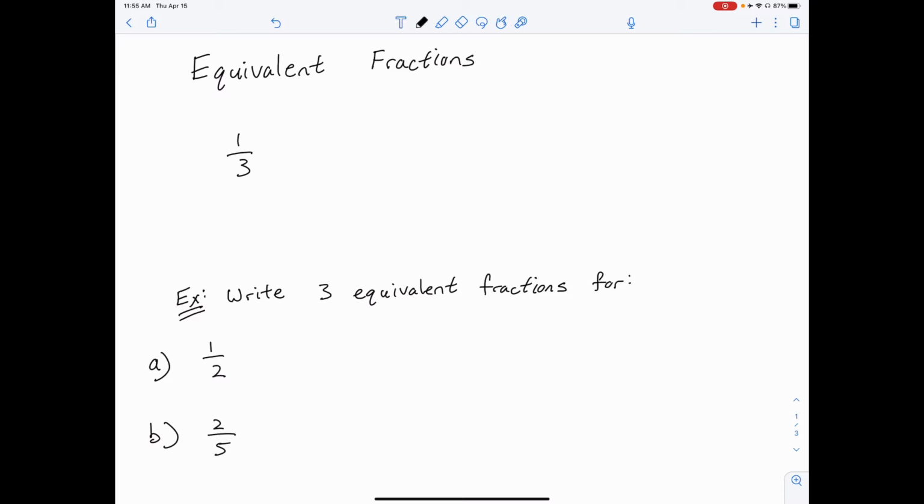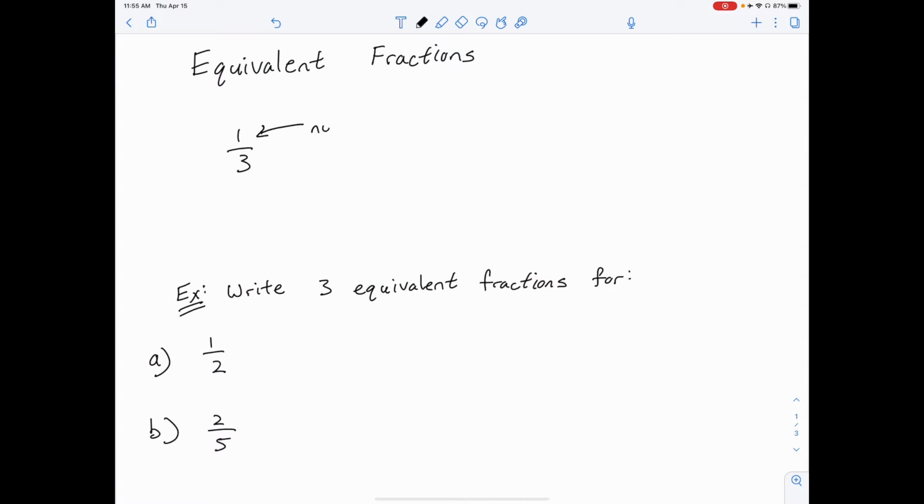When we have a fraction like the following, 1 over 3 or 1/3, we know that the top number is called the numerator and the bottom number is called the denominator.